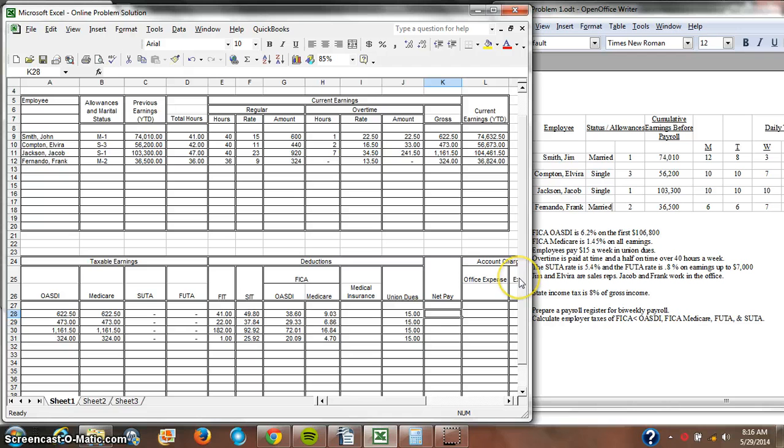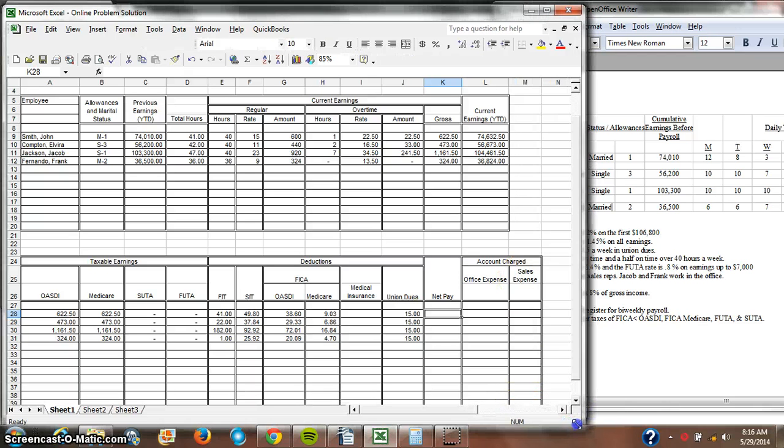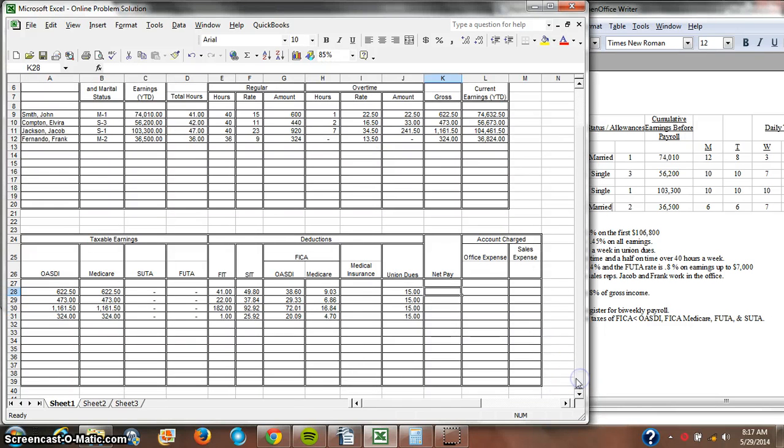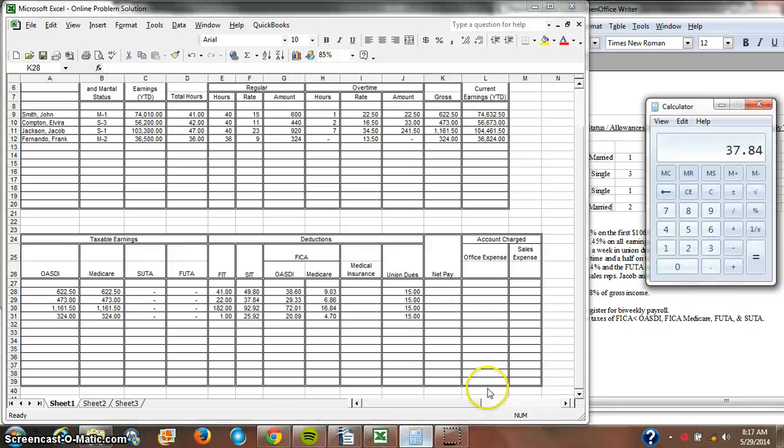I know when I get a pay stub, net pay is the interesting thing to me because that's how much I'm actually getting. And it's the same here. I'm calculating how much my employees are actually going to get. So here we go. For my first employee, John Smith, his gross earnings were $622.50. But he's not going to get all that money. We've got to take all this stuff out first. So let me see how much his net pay is going to be.